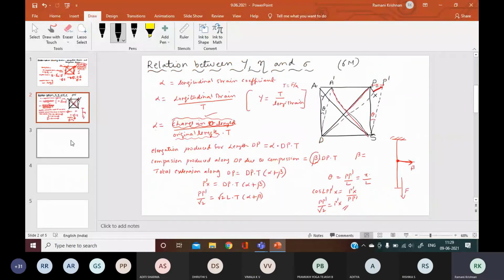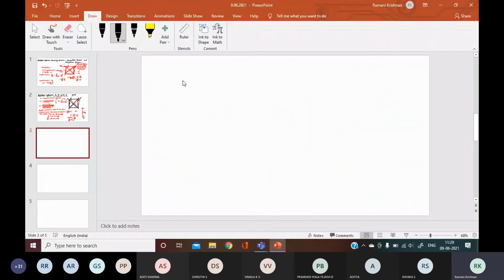Right, now tell me what we have written there. What I wrote, pp dash by root 2, is equal to root 2 l alpha plus beta. Correct? Or is there anything else?